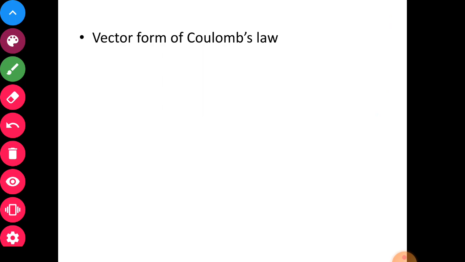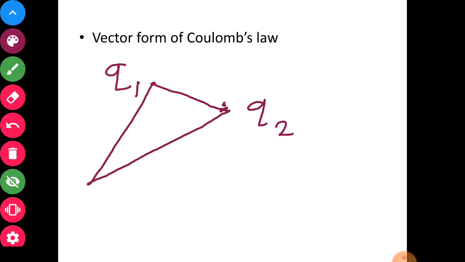Now there is a vector form of Coulomb's law. Try to understand this part. First of all, you have two charges separated by some distance, this charge q1 and the other charge q2. If you take these two charges in space, this can be your reference point O. With respect to the reference point, the position vector of charge q1 is r1, and the position vector of charge q2 is r2.